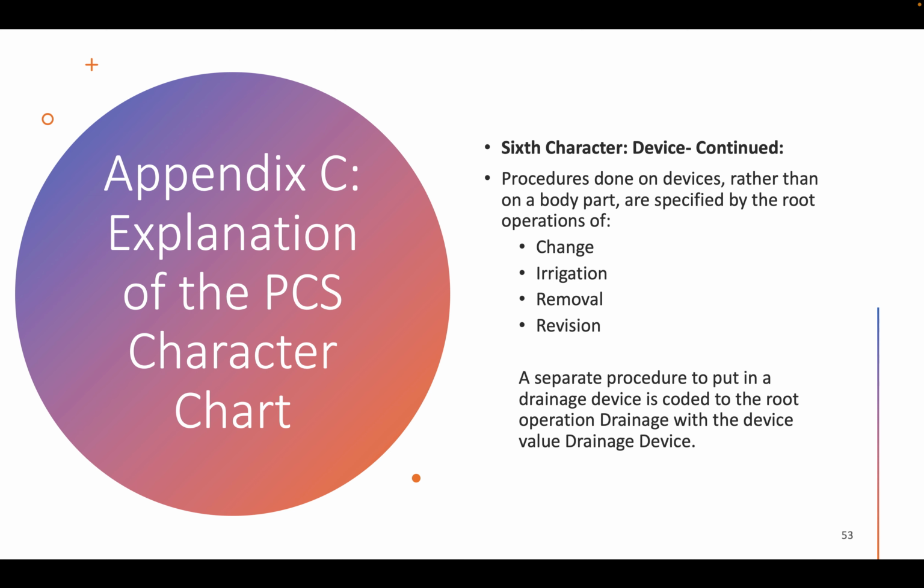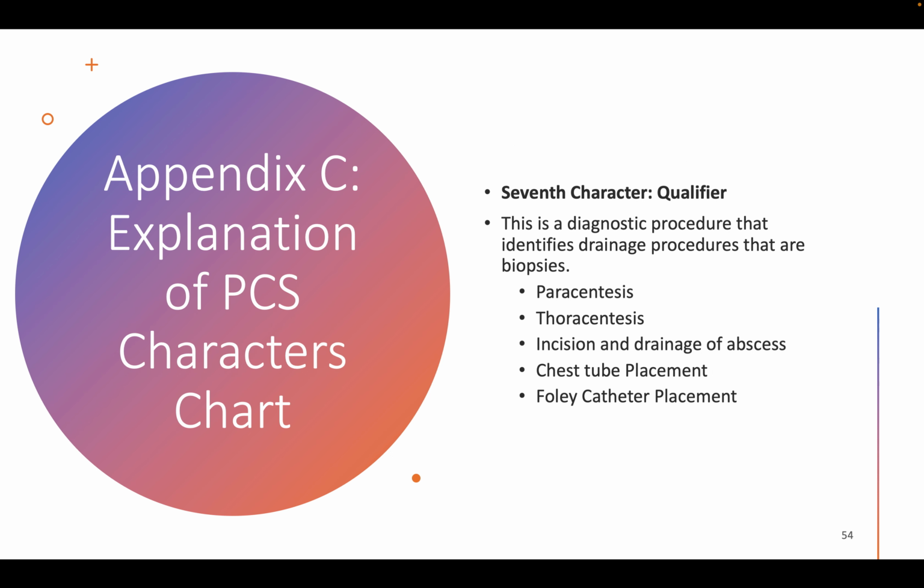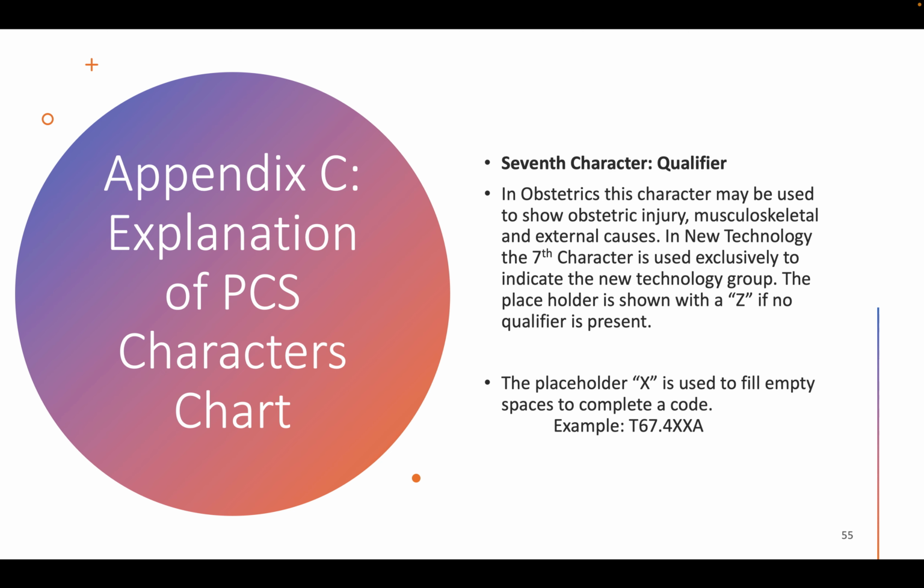A separate procedure to put in a drainage device is coded to the root operation drainage with the device value drainage device. This is a diagnostic procedure when it requires a qualifier that identifies drainage procedures that are biopsies. So your qualifier could be your paracentesis, your thoracentesis, your I&D of an abscess, your chest tube placement, your Foley catheter placement. These are your qualifiers.